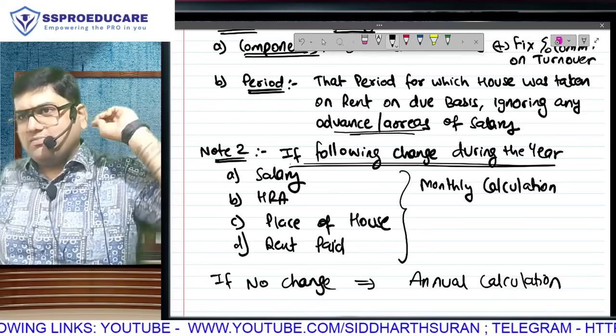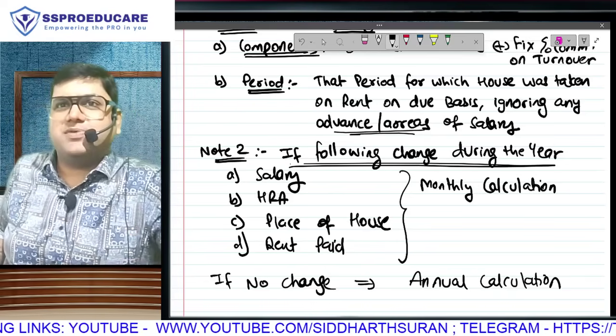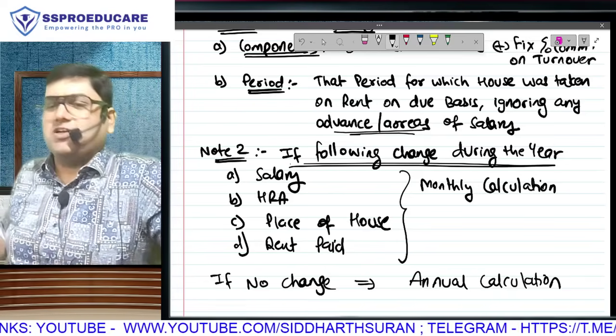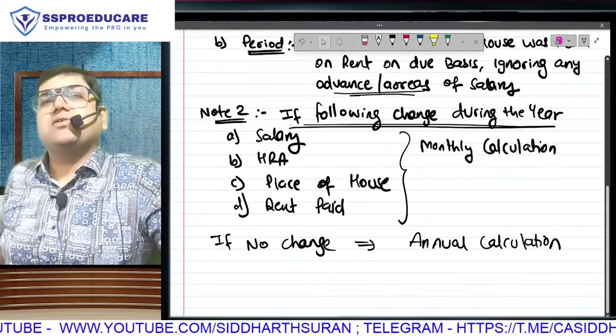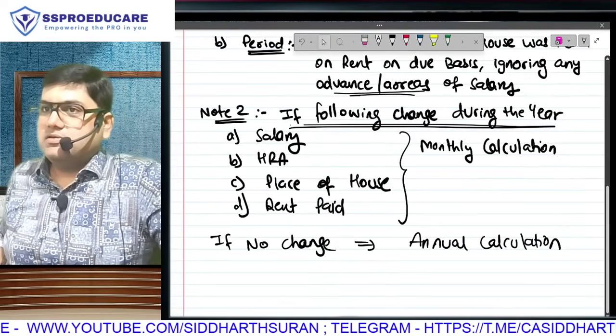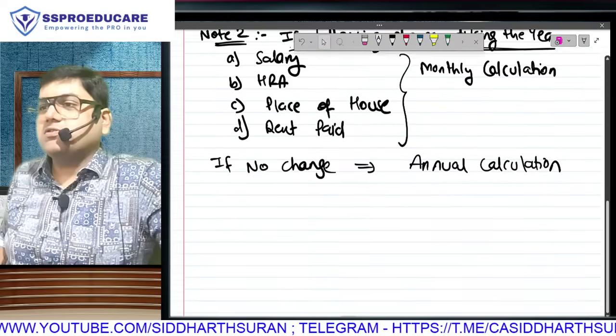Divide by total days in the month into this period's days and that period's days. But then they never ask such a complicated question. Okay. The maximum that they ask is you have to do 12 calculations of 12 different months. Understood? That was your HRA exemption.